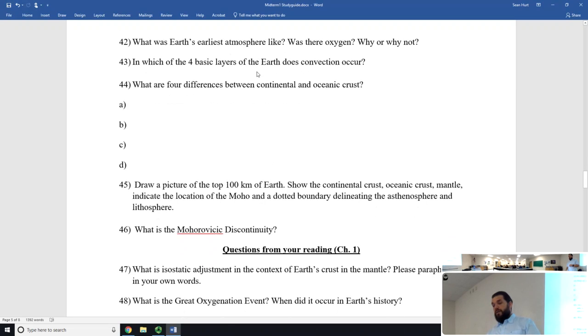Okay, and in which of the 4 basic layers of Earth do we get convection? Well, the main thing you want to remember here is definitely the mantle.